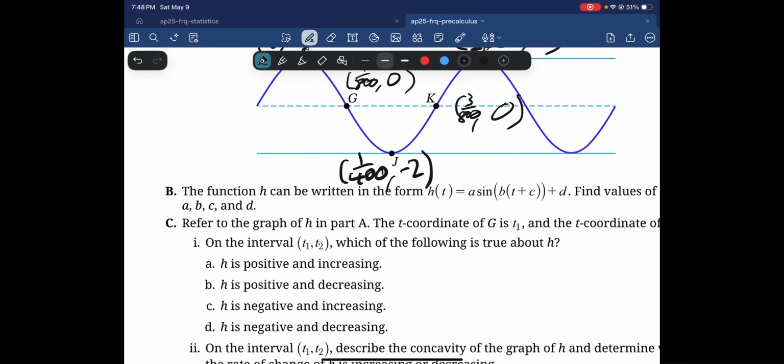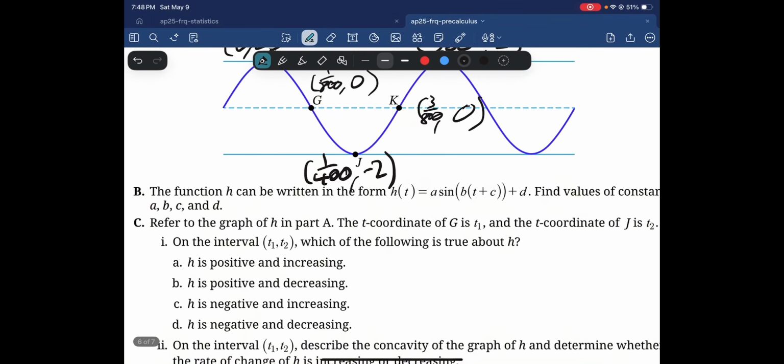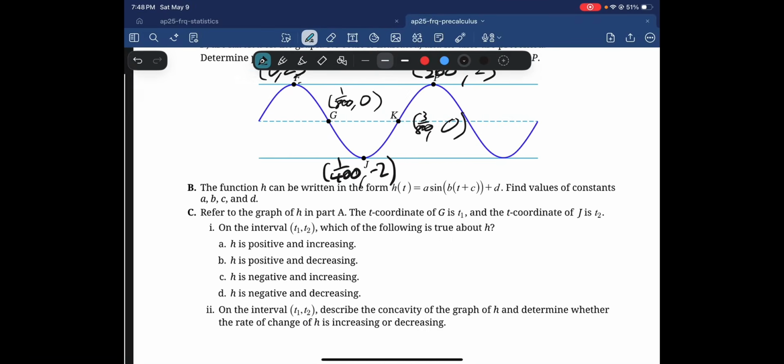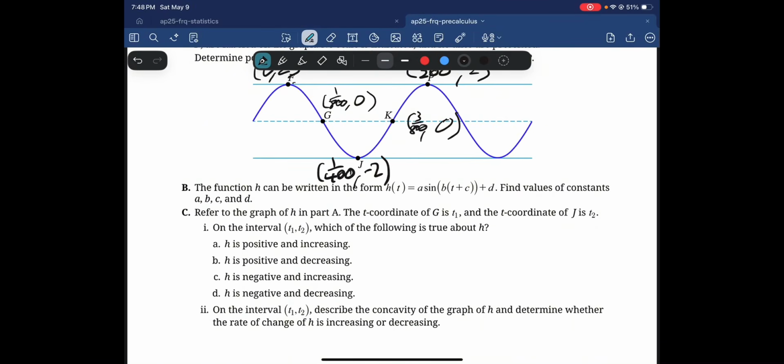Pretty easy, right? Okay. Function h can be written as h of t equals a sine of b times t plus c, plus d. Find the values of the constants a, b, c, and d.